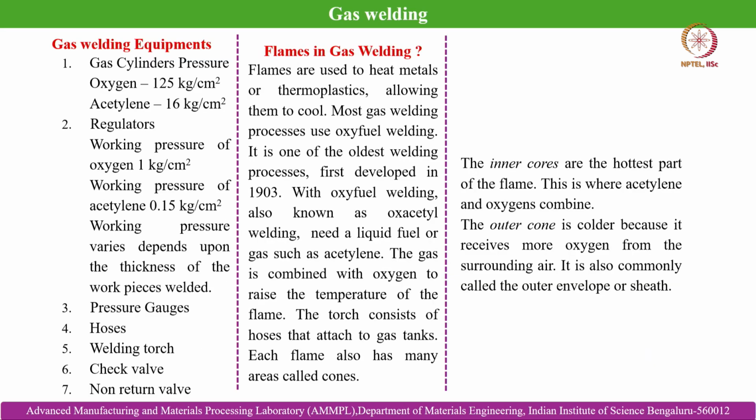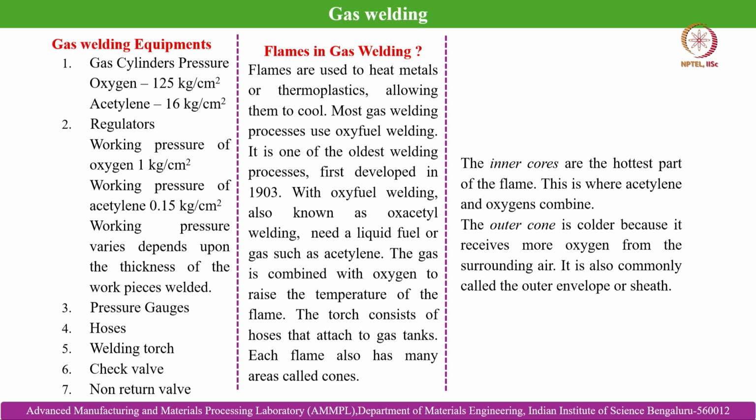Regarding gas welding equipment, the typical cylinder pressure considered for oxygen is 125 kg per square centimeter, and for acetylene it is 16 kg per square centimeter. Different regulators are used for the two gases, and we also use pressure gauges, hoses, welding torch, check valve, etc. Depending on the content of the individual gases, whether it is a rich mixture, a lean mixture, or a 1:1 mixture, the shape and color of the flame, and also the temperature generated by the flame, change in gas welding.